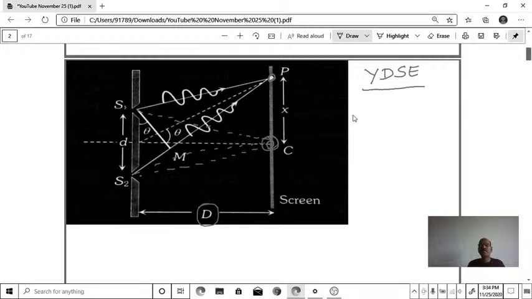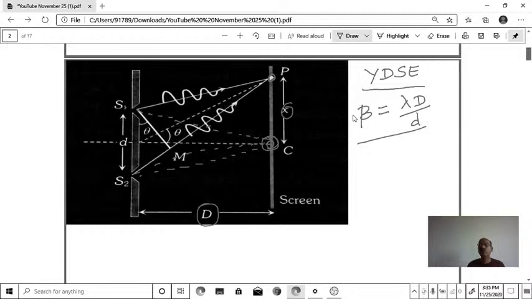If you want to obtain bright fringes at point P, which is at a distance x from the center O, we have the formula. If you want to obtain dark fringes at point P, we have another formula. The distance between any two consecutive dark or bright fringes is called the fringe width. We know that fringe width equals lambda D by small d.